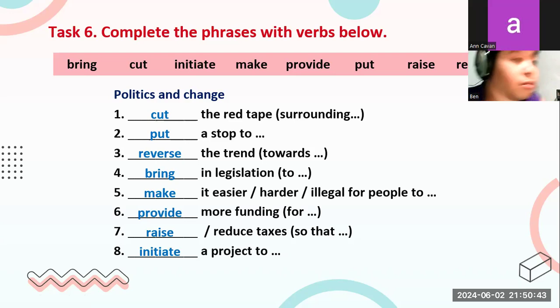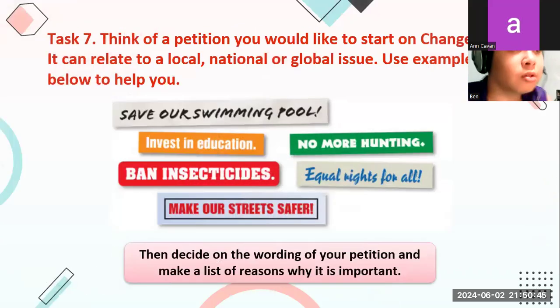Okay, we have the word initiate. Think of the petition, Ben, you would like to start on change. It can relate to people, national, global. Use example below to help you. Okay, give me one. Will you speak it up? Give me one advertisement or petitions. Think of petitions that you are going to have. Can you pick one and tell me why?